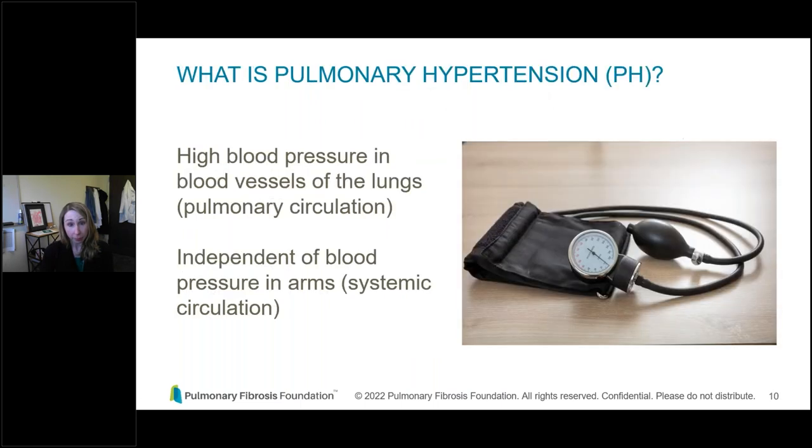So pulmonary hypertension refers to high blood pressure in the lungs, so the vessels of the lungs, the pulmonary circulation. And it's really important to note that that's independent of what we measure in the arm. So you can have low, normal, or high blood pressure in the arm, and that doesn't really give us clues about if you have pulmonary hypertension or not. Those are two different circulations that we're looking at.